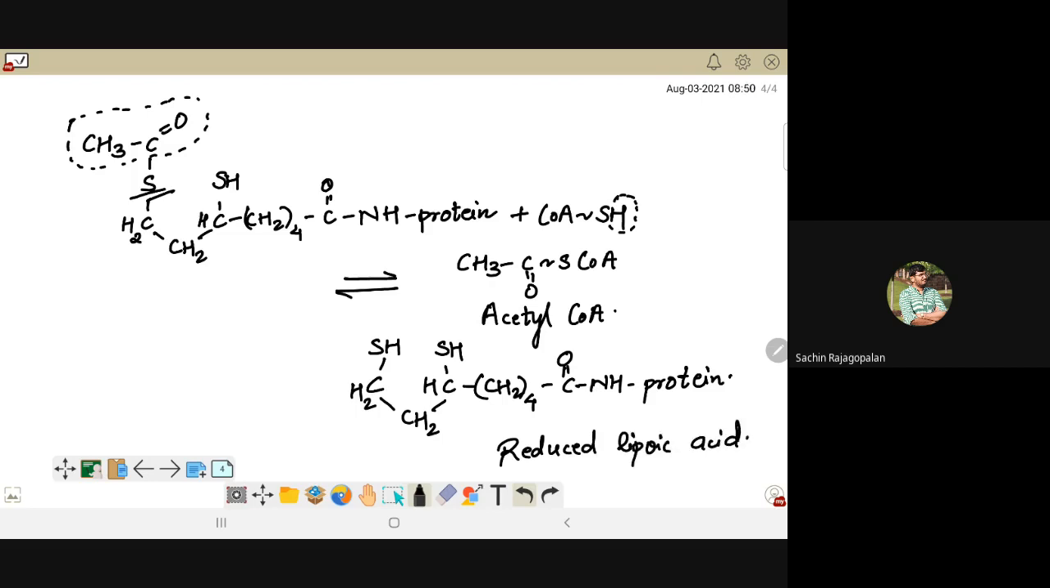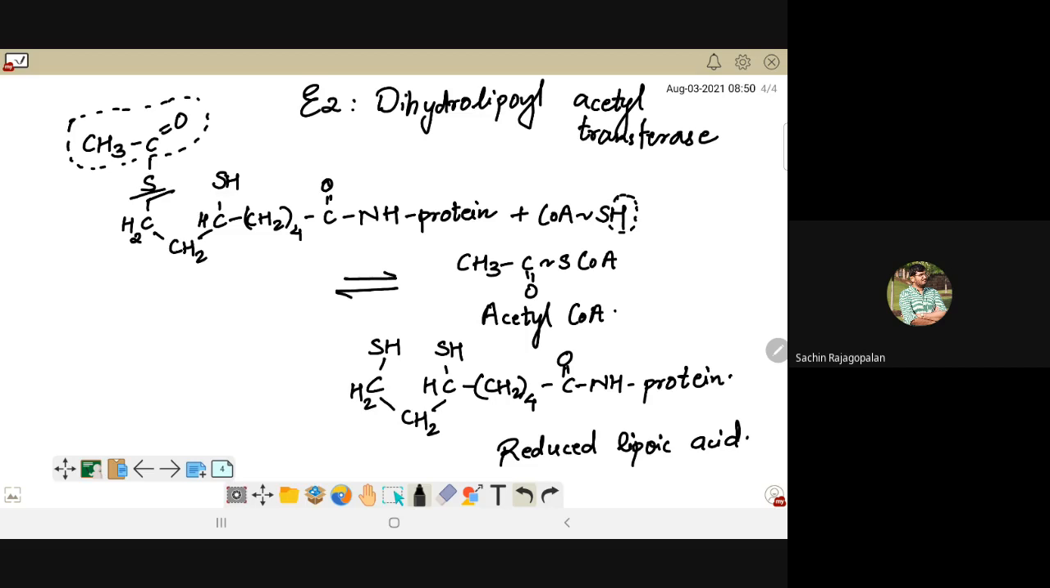What we have done is we have just released the acetyl group, combined it with coenzyme A, such that it forms acetyl CoA. One hydrogen from CoA-SH has been transferred to the sulfur, which was attached to acetyl CoA. So now what we are left with is reduced lipoic acid. So this reaction is also catalyzed by your E2 subunit itself. E2 subunit was dihydrolipoyl acetyl transferase, because you have been transferring the acetyl group. So dihydrolipoyl acetyl transferase is going to be your enzyme name.